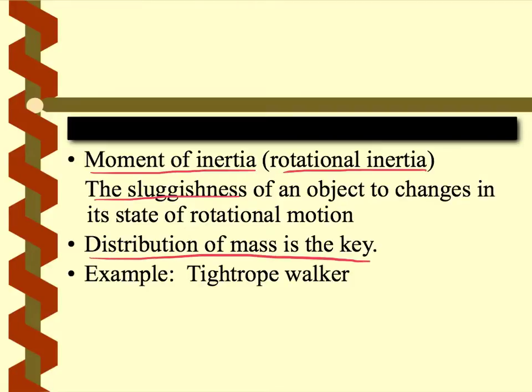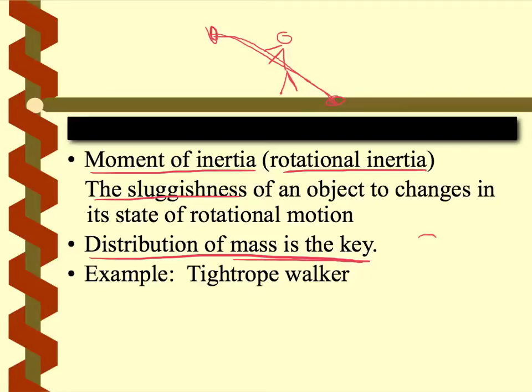Now, the distribution of mass is key. Why is it that when you have a tightrope walker walking on a tightrope, they carry this long mass with them? Well, when they spread out the mass across a greater area, they increase their rotational inertia. It makes them more stable. It gives them more rotational inertia, meaning that it takes more energy to cause them to turn. So, the spreading out of mass is key for developing rotational inertia.